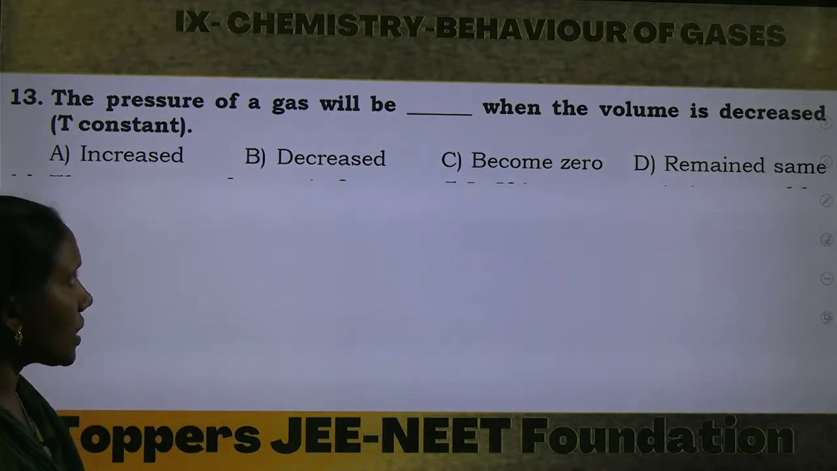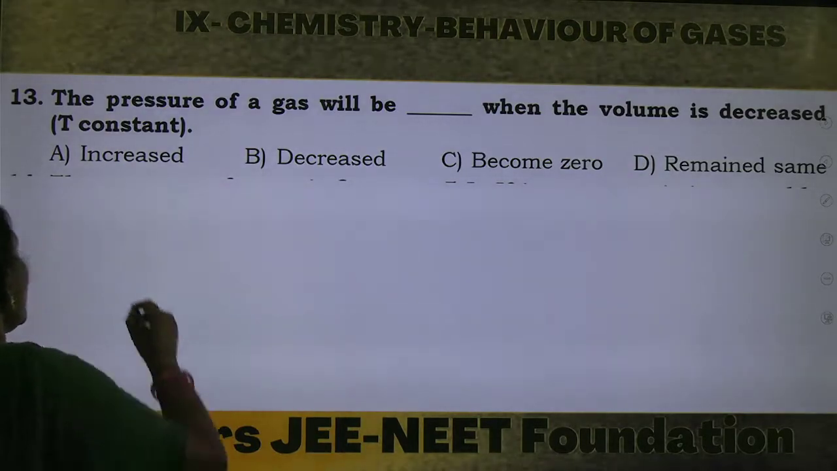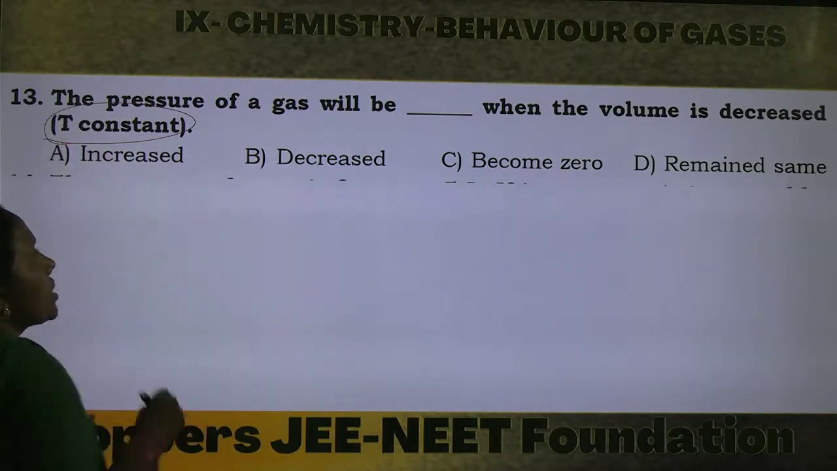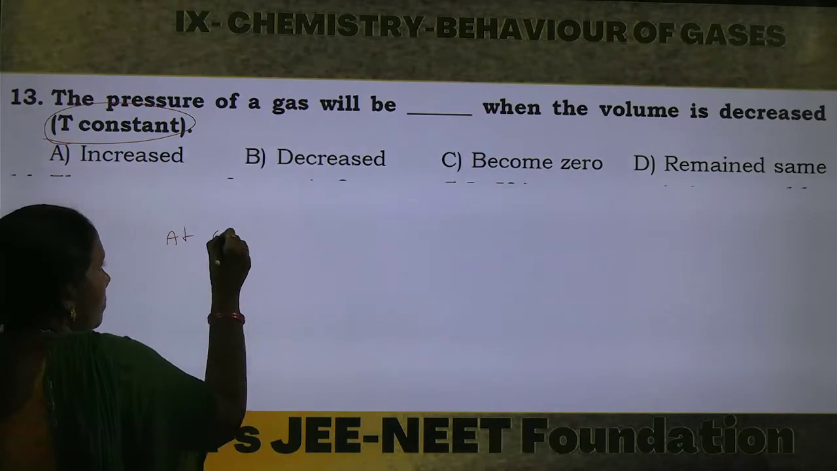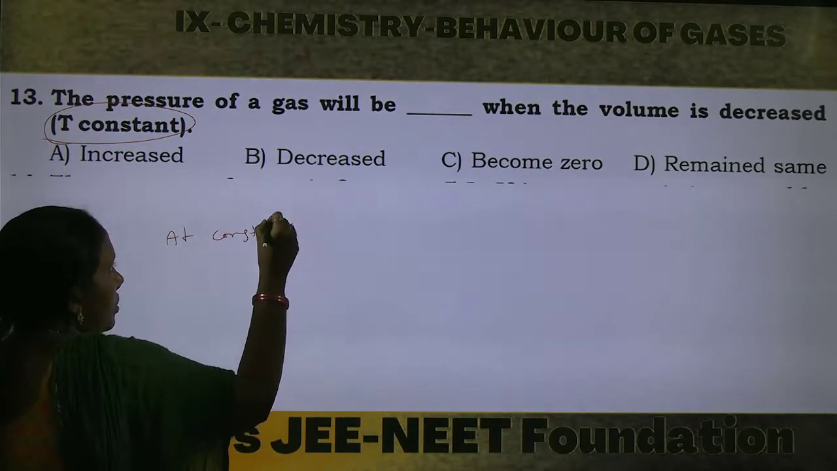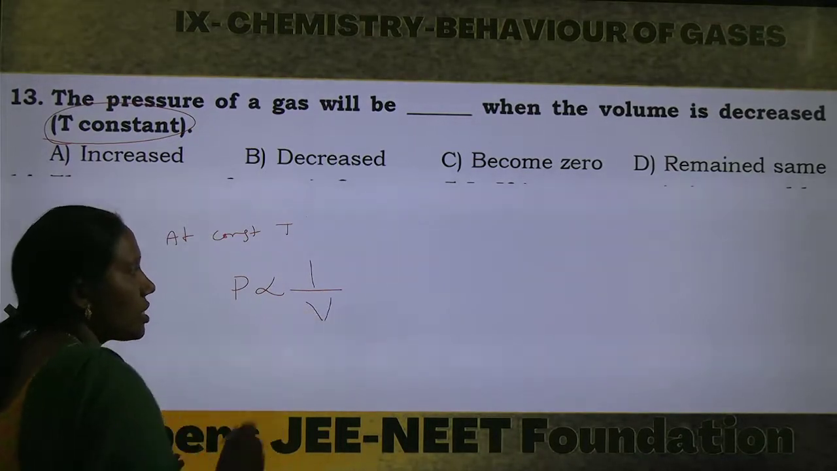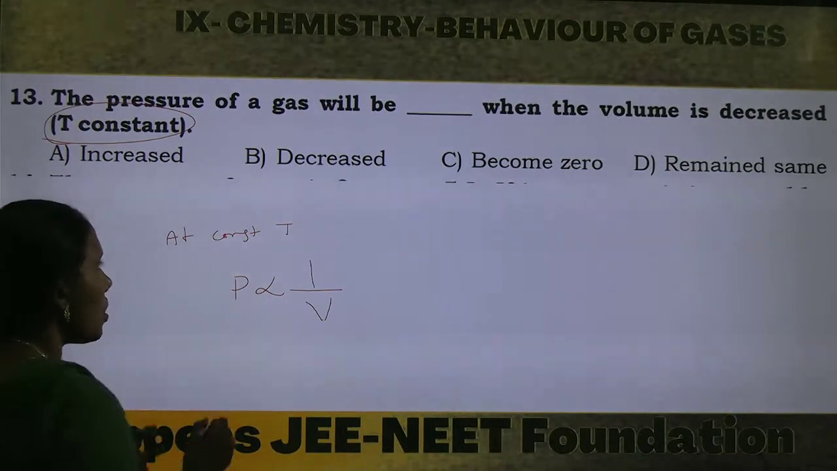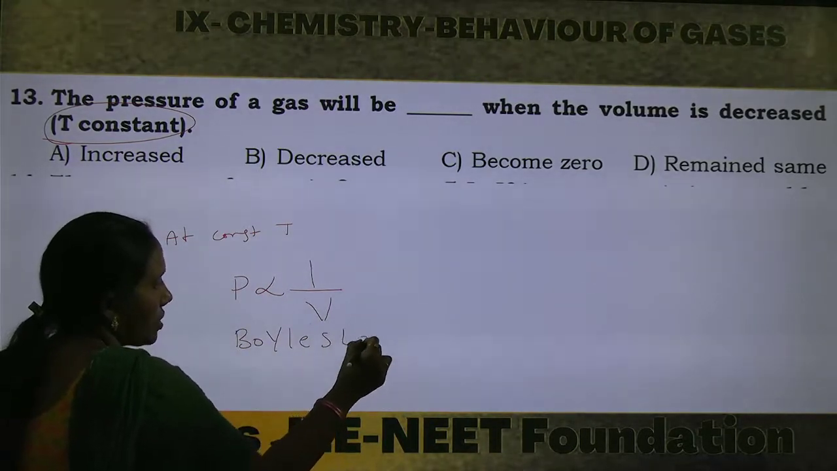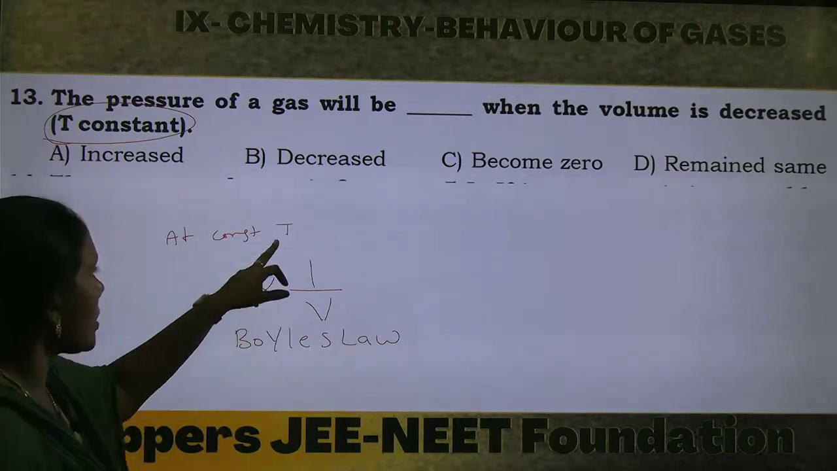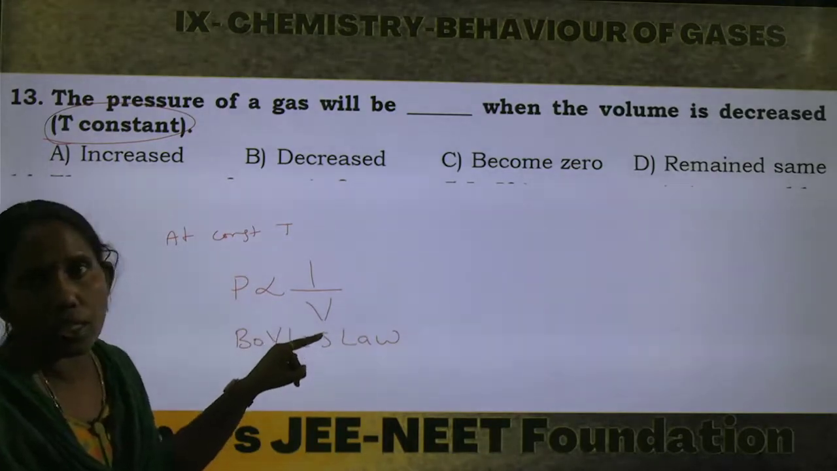The pressure of a gas will be dash when the volume is decreased. Here clearly they have given in the bracket, at constant temperature. So at constant temperature, pressure is inversely proportional to its volume. This is called Boyle's law. The name of this law is Boyle's law.